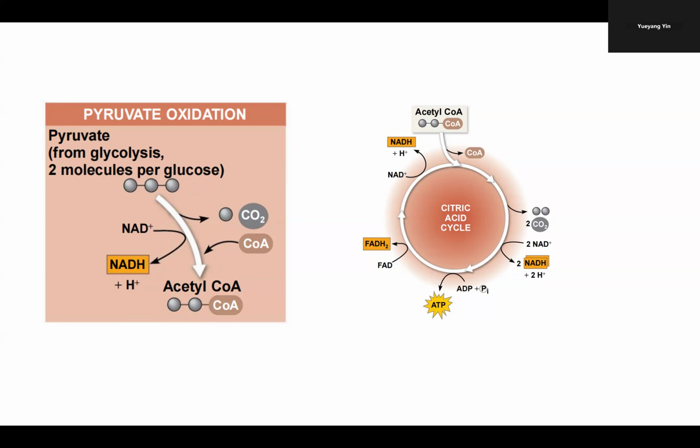More importantly, through multiple oxidation steps, the cycle generates a large haul of electron carriers, 3 NADH and 1 FADH2 per turn. One ATP is also made directly by substrate-level phosphorylation. Remember, one glucose gives two pyruvates, so the cycle turns twice. The total contribution per glucose is 6 NADH, 2 FADH2, 2 ATP, and 4 carbon dioxide.